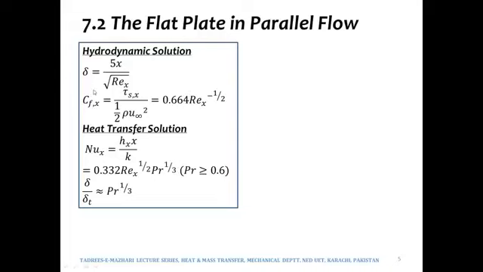This expression says that delta is 5x over the square root of Reynolds number. In fact, this equation can be used to find out delta, where delta represents the thickness of the velocity boundary layer at any x. So that would be equal to 5x.